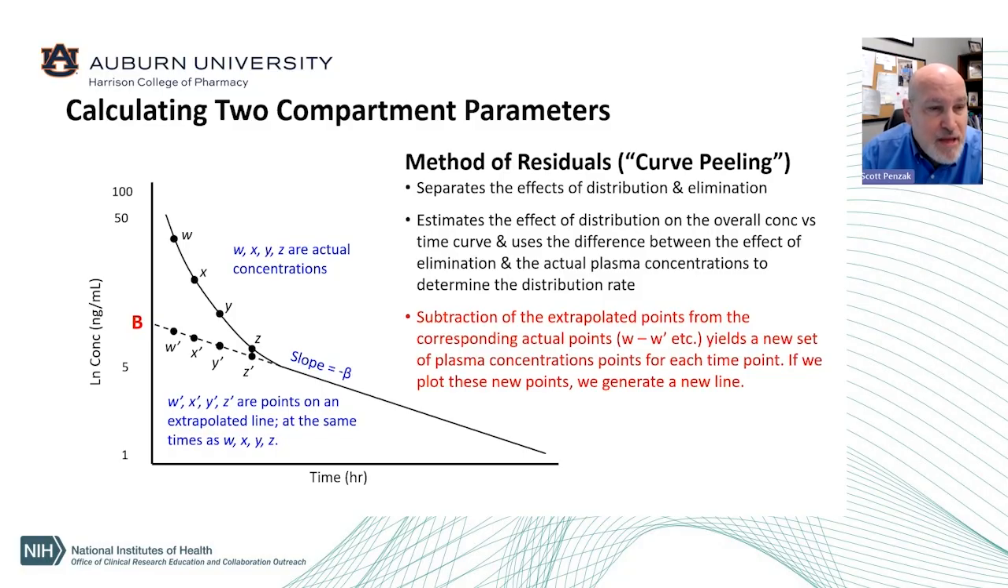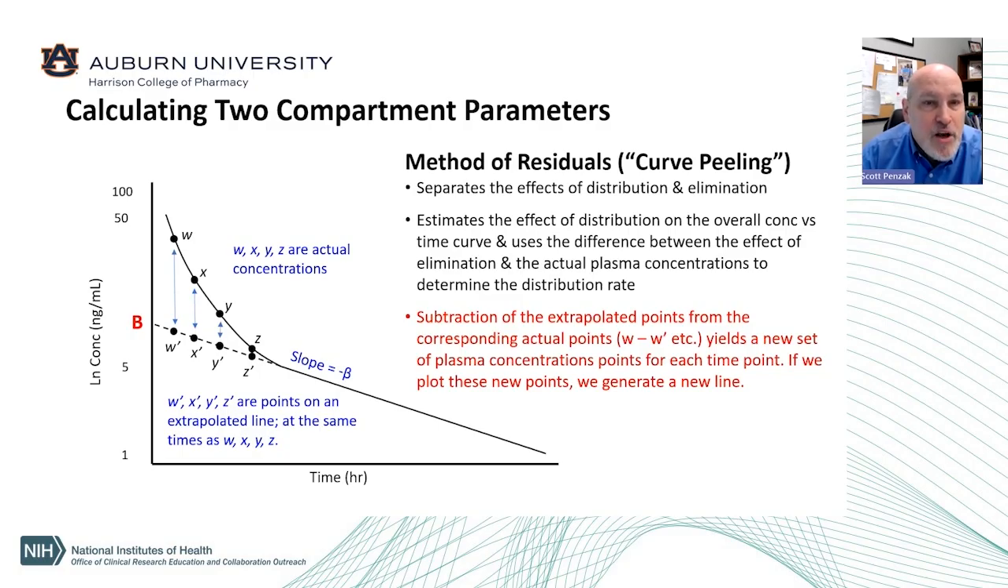You've got, let's see, this is just naming these points, W, X, Y, Z. So these are the actual points on the line. These are the actual concentrations where the drug's distributing. Now, if you back extrapolate from this beta slope at the exact same times, we'll call those W prime, X prime, Y prime, and Z prime. And then if you subtract W prime, X prime, Y prime, and Z prime from the actual concentrations, essentially what you're doing is removing the elimination portion. Subtraction of the extrapolated points from the corresponding actual points yields a new set of plasma concentration points for each time point. And if we plot those new points, then we generate a new line.